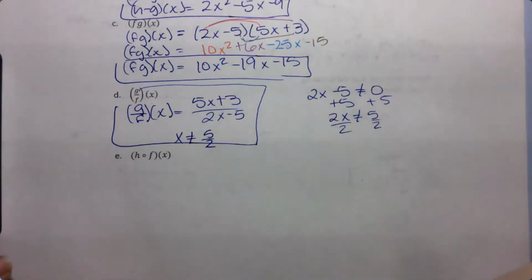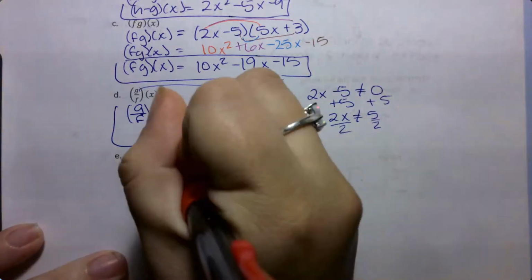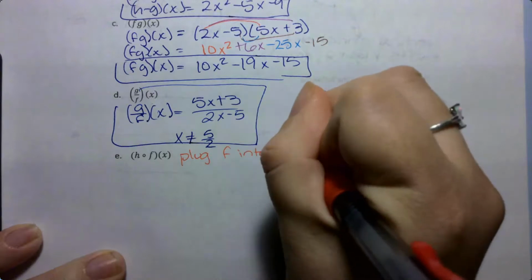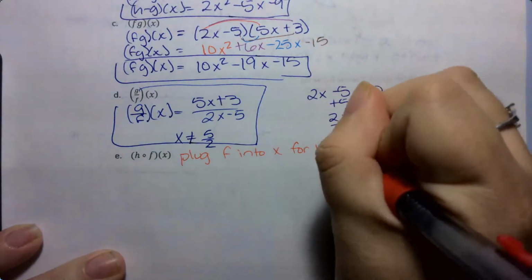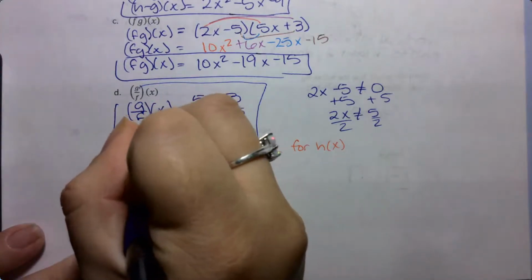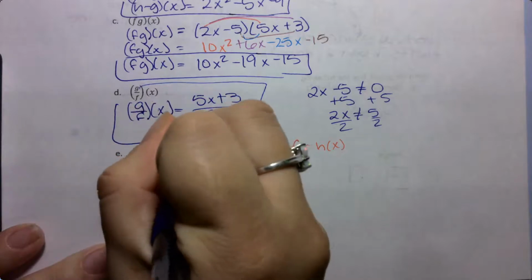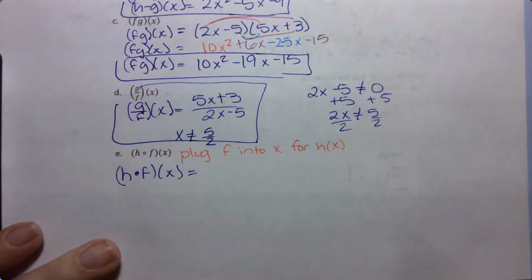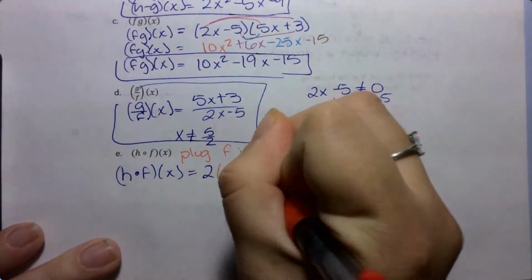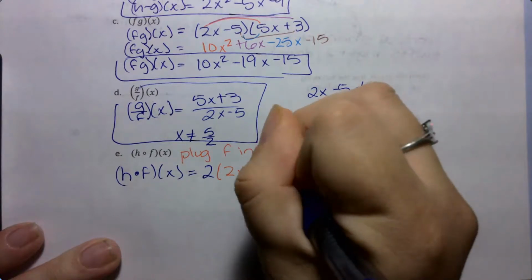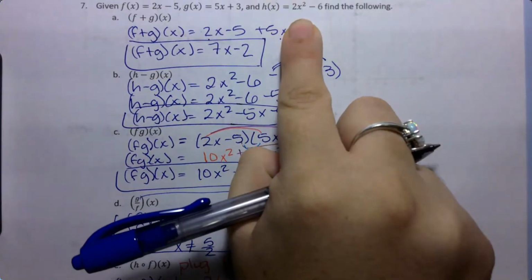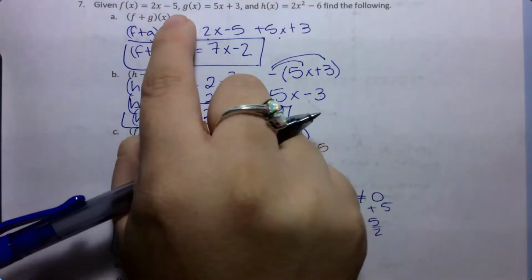Okay. For my final one, it has h of f of x. This means plug f into x for the h equation. So I'm going to have, instead of x's, I'm going to be plugging in the function for f of x. So my f of x was 2x minus 5. And that gets plugged in instead of the x in my h of x function. So I've replaced this x with that 2x minus 5.